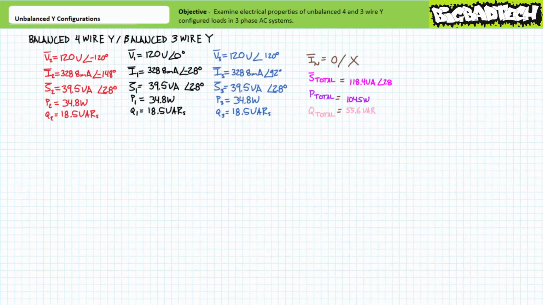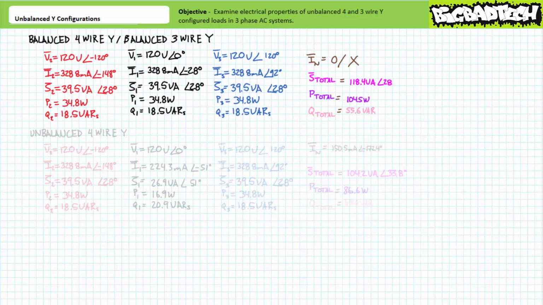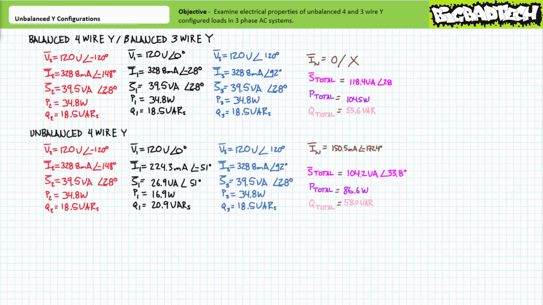Let's consolidate the stats for the balanced 4 and the balanced 3-wire Y configurations in this table. Really, the only difference between the balanced 4 and balanced 3-wire Y configuration is the presence or absence of a 4th neutral line. Current in the neutral line in the balanced 4-wire Y configuration is 0 amps. There exists no 4th neutral line for a balanced 3-wire Y configuration. Consider, however, our previous unbalanced 4-wire Y configuration, where one of the windings, Z1, has been modeled as an impedance of 535 ohms at an angle of 51 degrees.